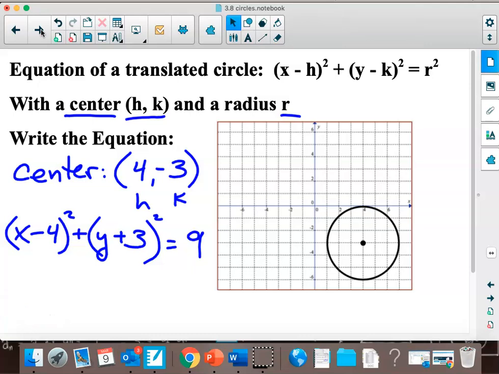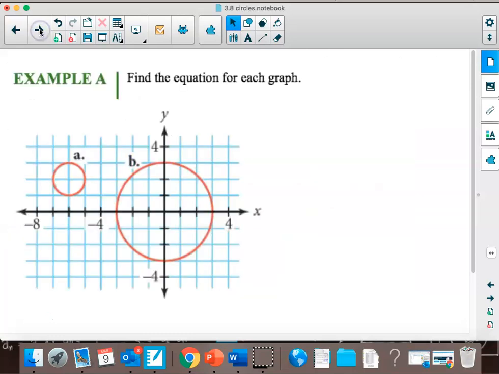How are we feeling about this? You ready to try some more? Yeah. All right. Here's what I want. I have 2 graphs on the board. I want you first on paper to see if you can figure out these equations, and then I want you to transfer them, the answers only, to your whiteboards.